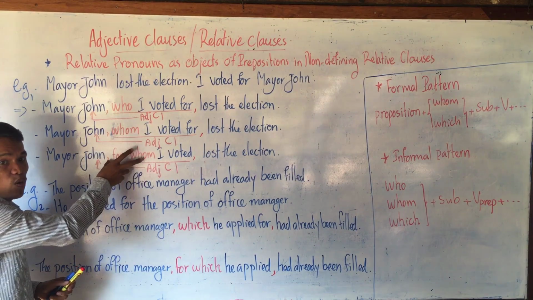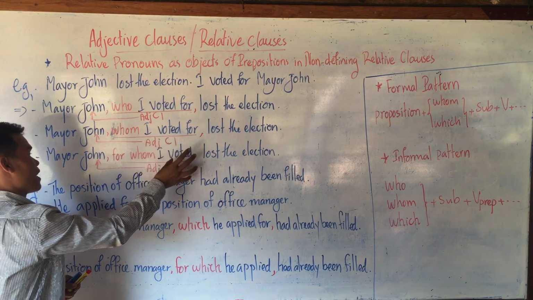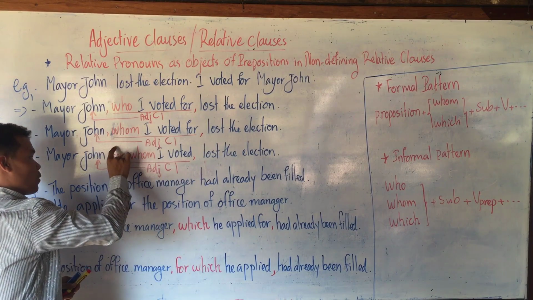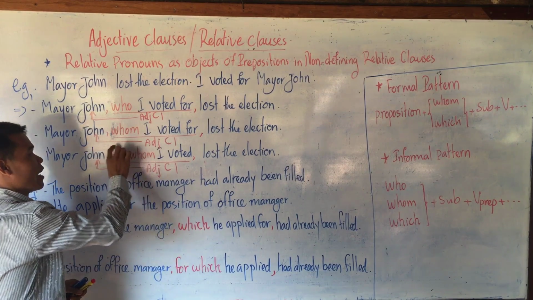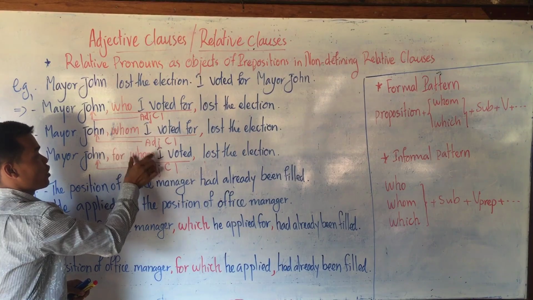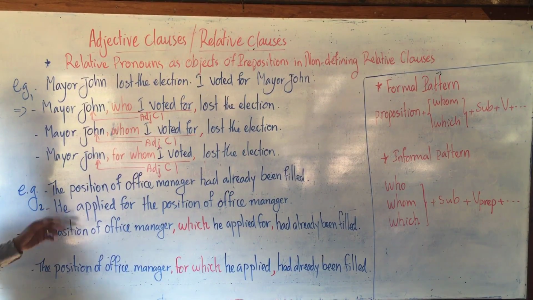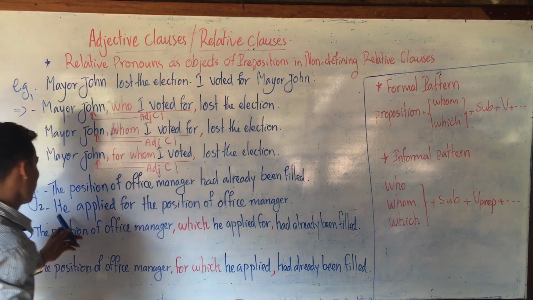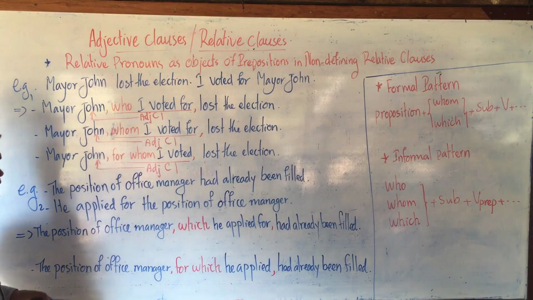It is more formal: for whom. When you write the preposition at the end of the clause, it is not formal at all. But when you put the preposition in front of the relative pronoun, it is really formal. So for a person, we can use preposition with whom. It's really formal. And number two, the position of the office manager had already been filled. He applied for the position of the office manager.